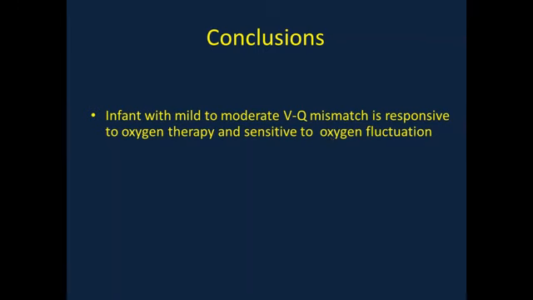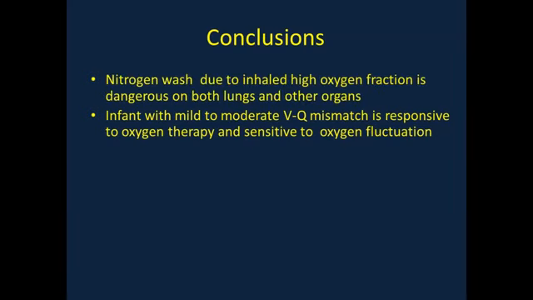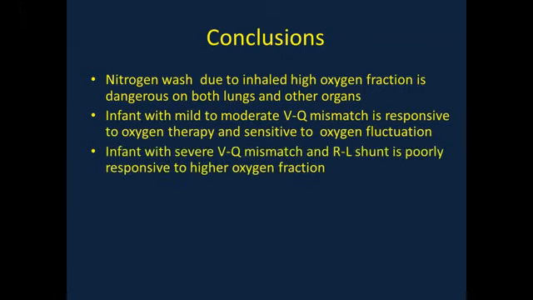To conclude our presentation, an infant with mild to moderate VQ mismatch is responsive to oxygen therapy and sensitive to oxygen fluctuation. Nitrogen washout due to inhaled oxygen or high oxygen fraction is dangerous on both lungs and other organs. An infant with severe VQ mismatch and right to left shunt is poorly responsive to a higher oxygen fraction. So if you have severe VQ mismatch and a higher right to left shunt fraction, then the response to oxygen will not be optimal. And you have to consider that when you start weaning the infant. Don't assume giving more oxygen will improve his oxygenation.